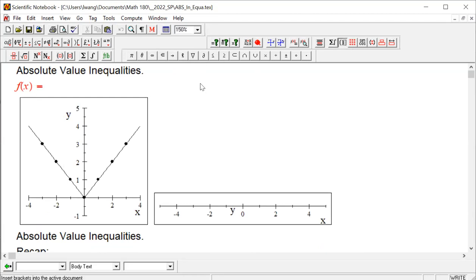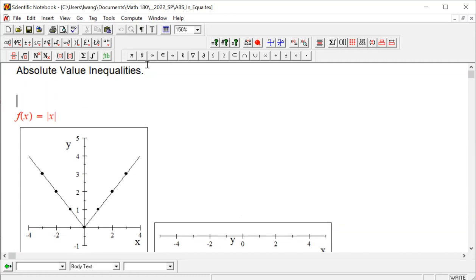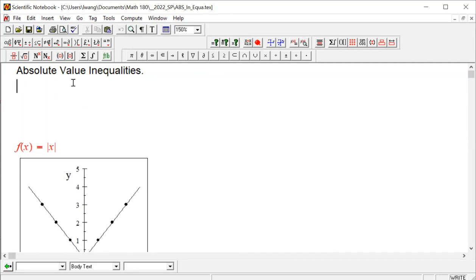Suppose we look at this absolute value right here. This is the basic function. Absolute value inequalities typically have a variety of forms. First of all, let's review what an inequality is. Inequalities are typically if statements.